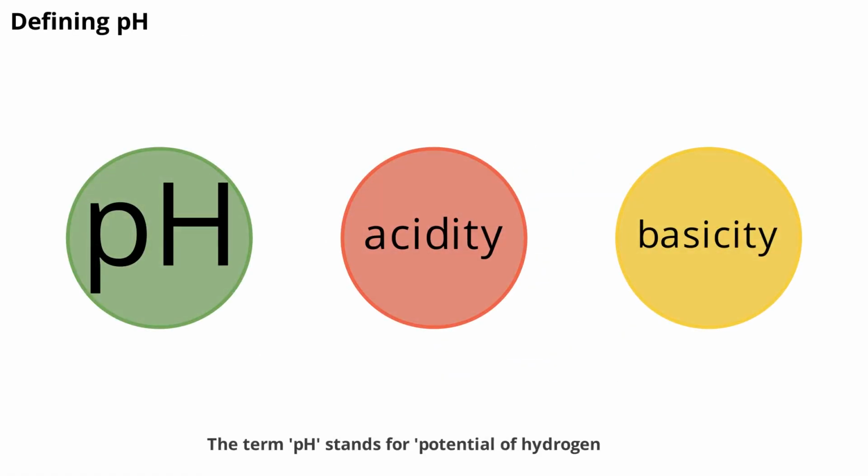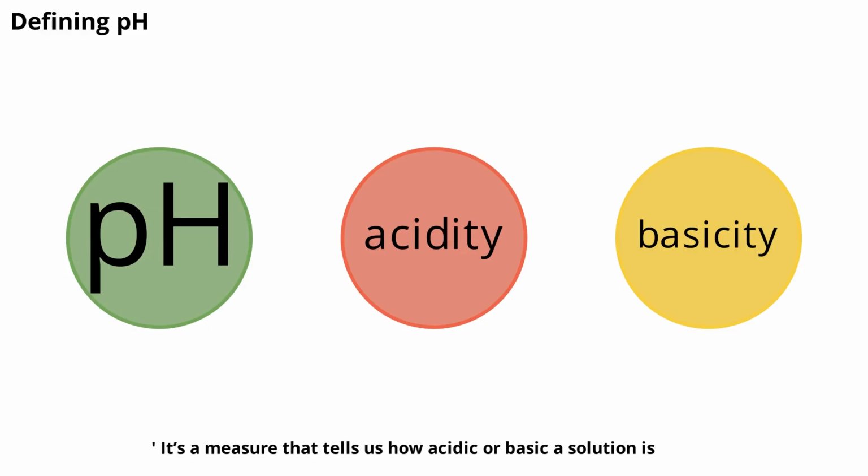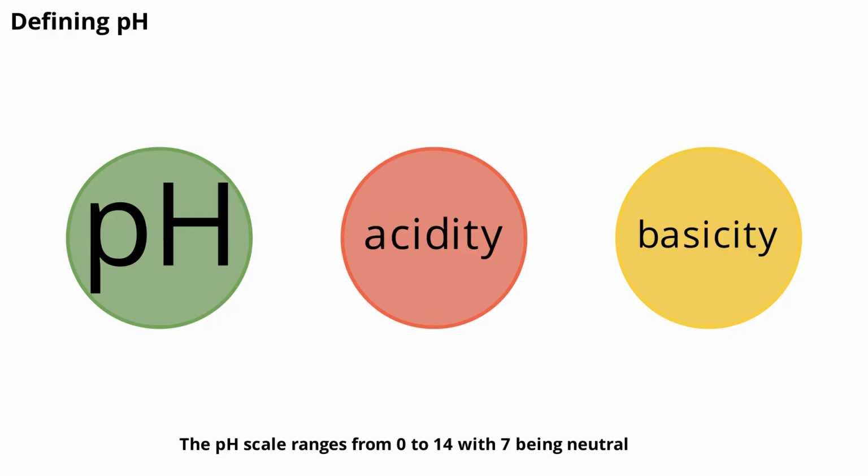The term pH stands for potential of hydrogen. It's a measure that tells us how acidic or basic a solution is. The pH scale ranges from 0 to 14, with 7 being neutral. Anything below 7 is considered acidic, while anything above 7 is basic, or alkaline. This scale is logarithmic, which means each step represents a tenfold change in acidity or basicity. For example, a solution with a pH of 4 is 10 times more acidic than one with a pH of 5. Understanding this scale helps us make sense of the chemical properties of everyday substances.